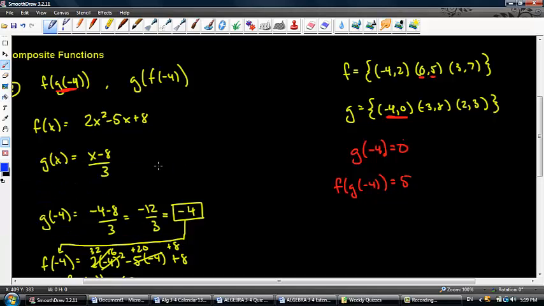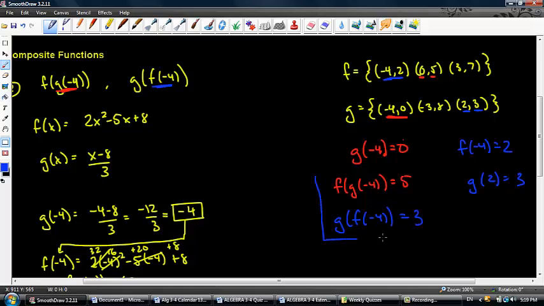Let's do a different color here for the next one. G of f of -4. Well, f of -4, when I plug -4 into the f function, I get 2. And then I take 2 and plug it into the g function. Actually, let me back up here, f of negative 4 is equal to 2. And then g of 2 is equal to 3. So therefore I can say g of f of negative 4 is equal to 3. And those are my answers for that problem.